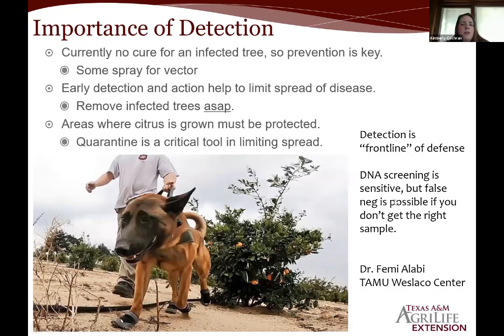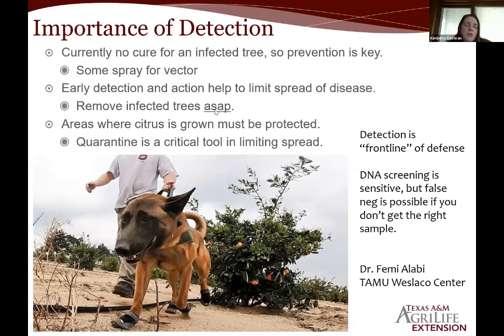All right, so with citrus greening, detection is super important, and it's a key feature of control and management, because right now there's no cure for an infected tree. I've heard that there's some work going on in Florida and some other places on trying to find an effective treatment, but that's been really challenging. Some commercial producers do spray for the vector to try to control that.